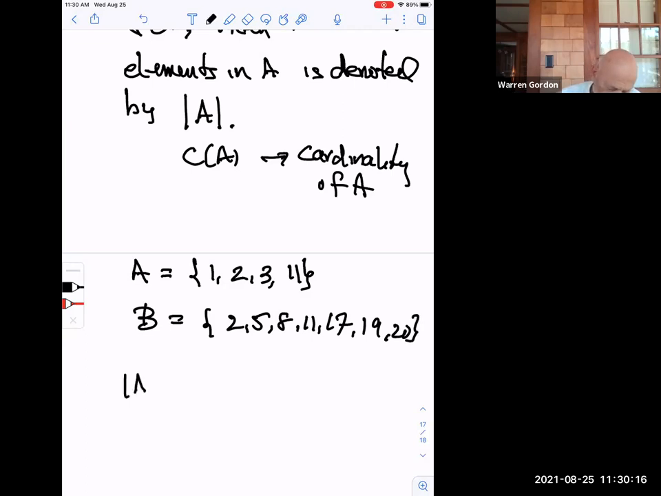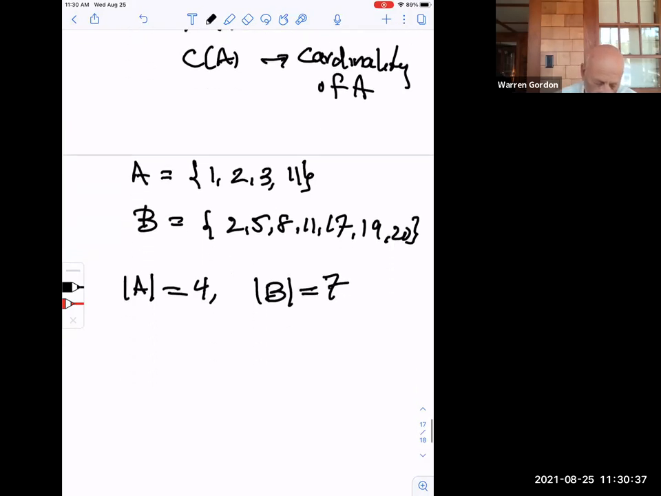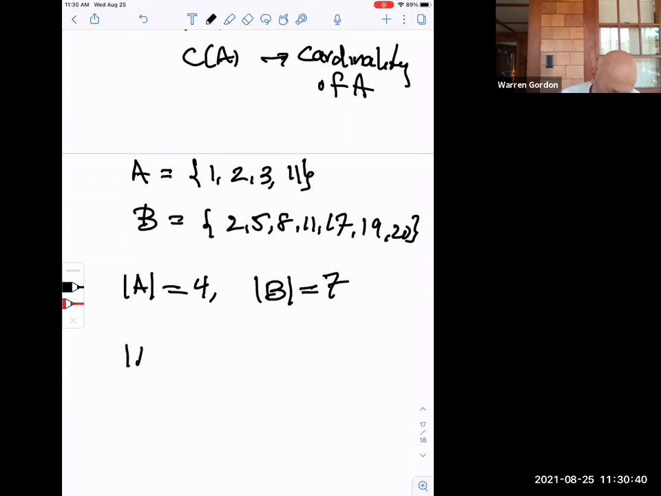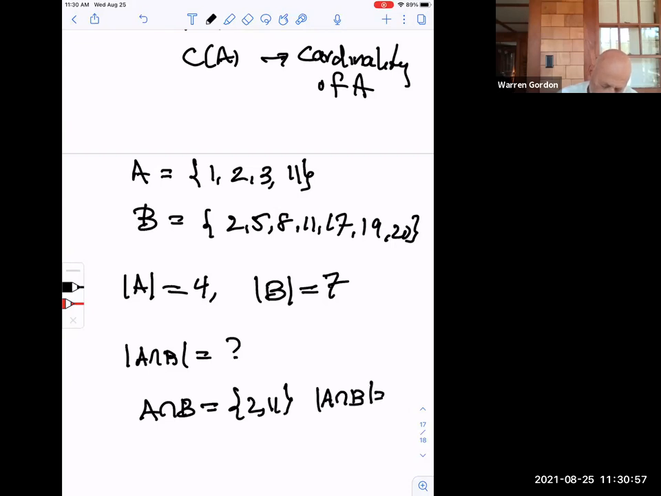Then how many different elements are in A? We just get 1, 2, 3, 11. That's 4. How many elements are in B? Let's count them. 1, 2, 3, 4, 5, 6, 7. Okay. What about the number of elements in A intersection B? Well, what do they have in common? They have 2 in common and 11 in common. So the number of elements in A intersection B is 2.